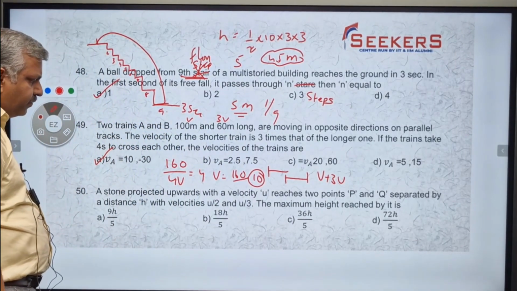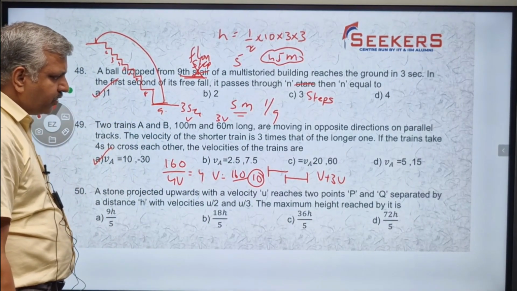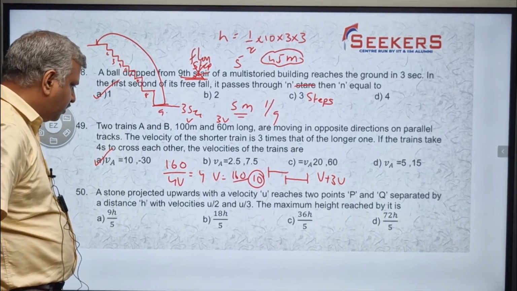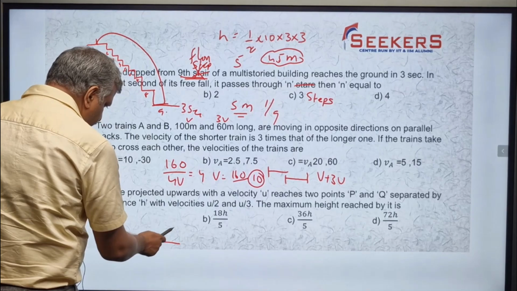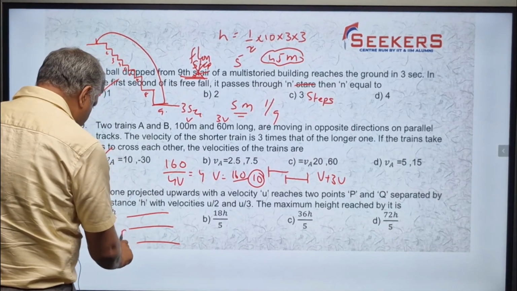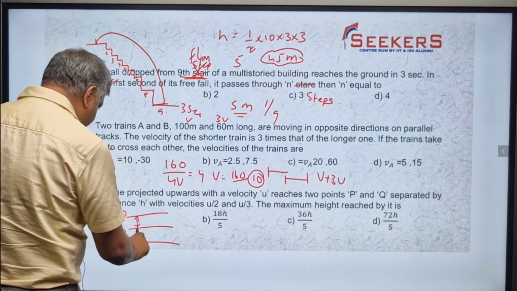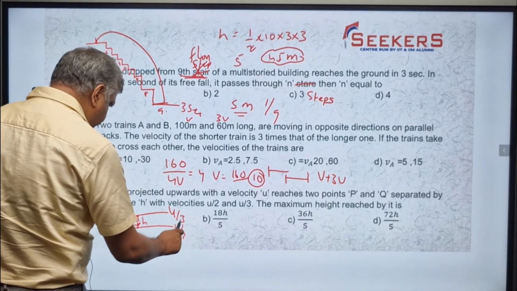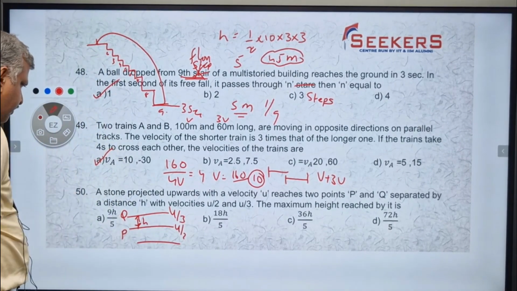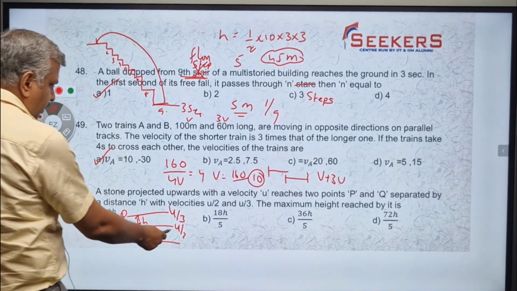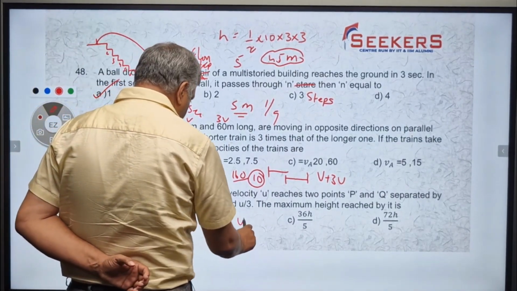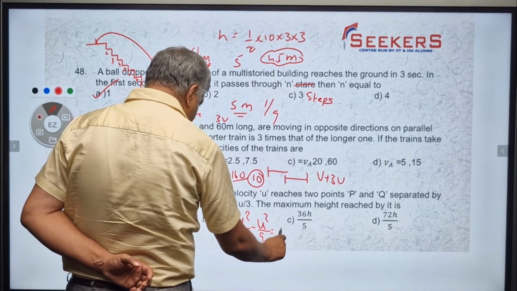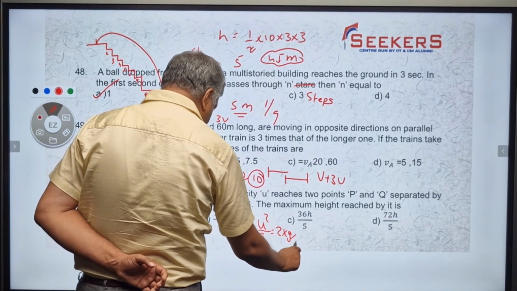A stone is projected vertically upwards with some velocity u. It reaches 2 points P and Q separated by a distance h with velocities u by 2 and u by 3. The maximum height reached by it is how much? So from here to here, u squared by 4 minus u squared by 9 is equal to 2 into g into h.